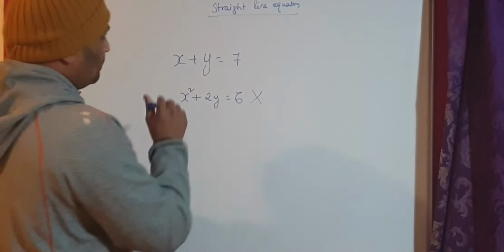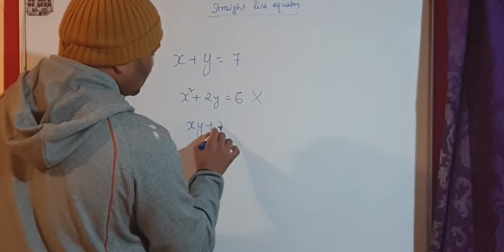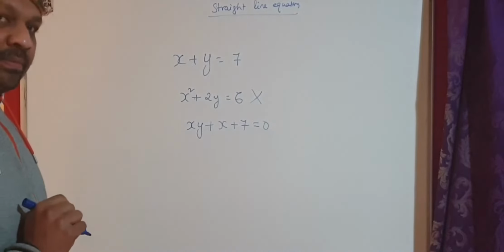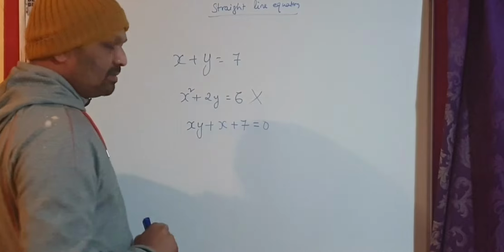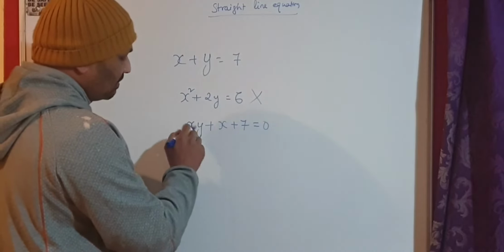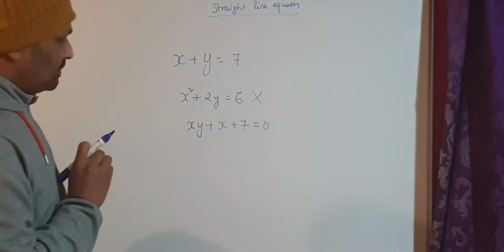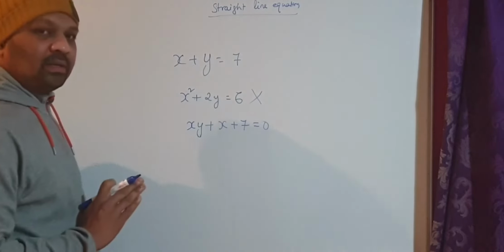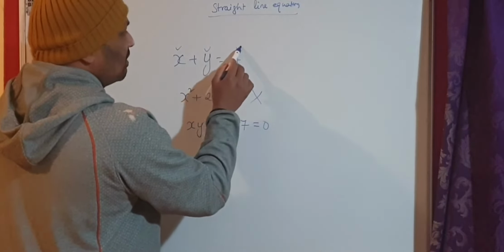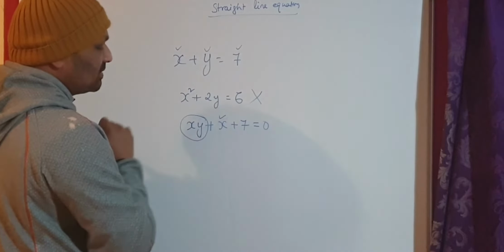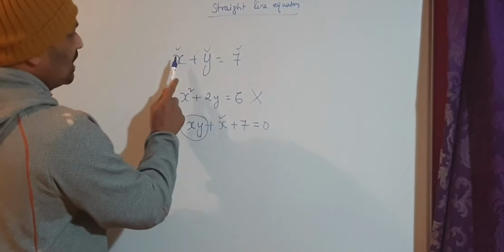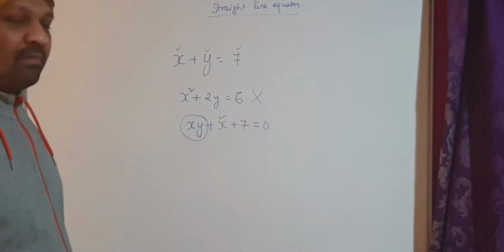Fine. Is xy plus x plus 7 is equal to 0 a straight line equation? It has an x term. Fine. It has some constant. Fine. It does not have a y term, rather it has an xy term. The product of x and y is a single term. So even in this case, this is not a straight line equation, because a straight line equation should only have an x term or a y term, and it may or may not have a constant. In this case, we have the term xy, which is a product of x and y. So this is not a straight line equation. Again, the straight line equation should have an x term or a y term, and it may or may not have a constant.